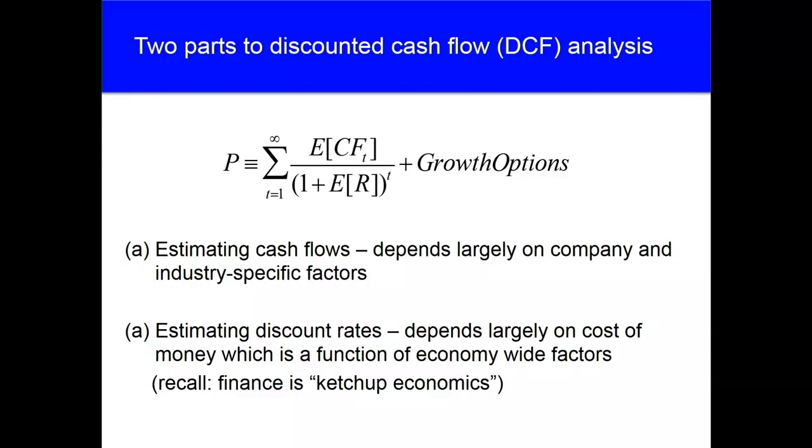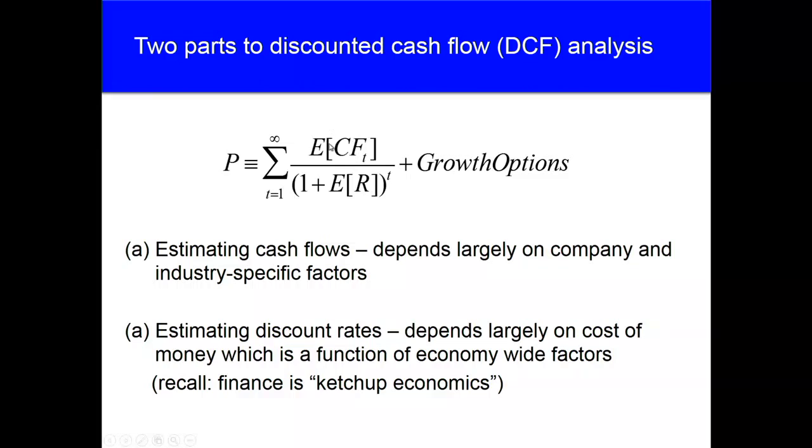Sticking for the moment with the discounted cash flow analysis, there are two components. This is you estimating the cash flows, and this depends largely on company and industry-specific factors. Now, a value investor is someone like Warren Buffett. They'll look at an individual company, and they'll see how likely its stream of cash flows is to grow in the future, and how protected it is from competition. When he finds that kind of company, he invests in it. He doesn't spend a lot of time working out the discount rates. The discount rates are largely economy-wide factors, so they're out of the control of a company.